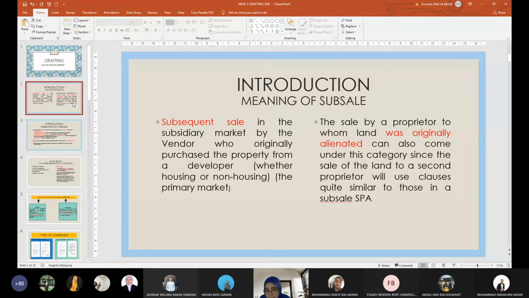Okay, bagus. Apa lagi keuntungan kita beli primary market? Boleh claim defect liability period. Okay, bagus. Ada defect liability period. Kita beli rumah daripada pemaju. So kita ada lagi defect liability period selama berapa lama, Fiza? 24 months. Okay, apa lagi?